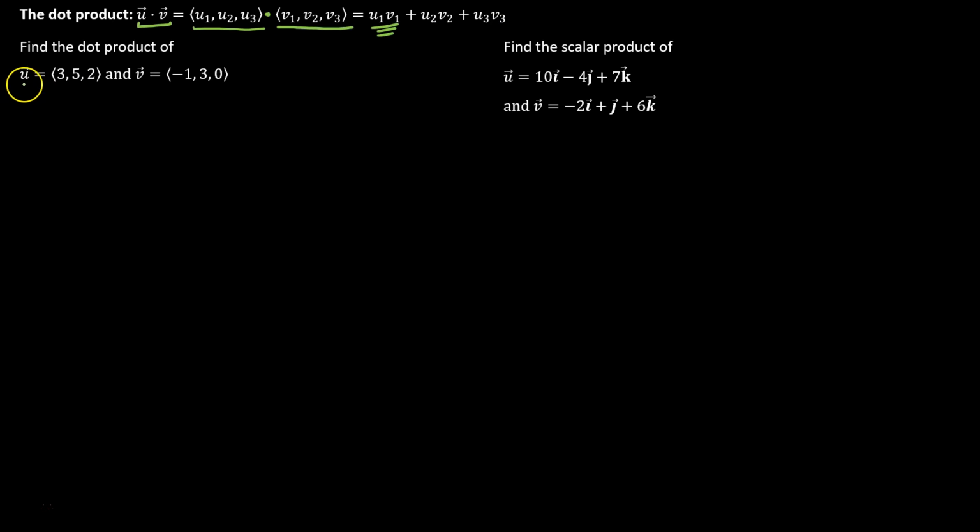If I have the vector u given by 3, 5, 2, and the vector v given by -1, 3, 0, then to compute u dot v, I just need to multiply corresponding components. So I'll multiply the x components, 3 times -1. Then I'm going to add to that the product of the y components, 5 times 3. And then I'll add to that the product of the z components, 2 times 0. And then we'll simplify.